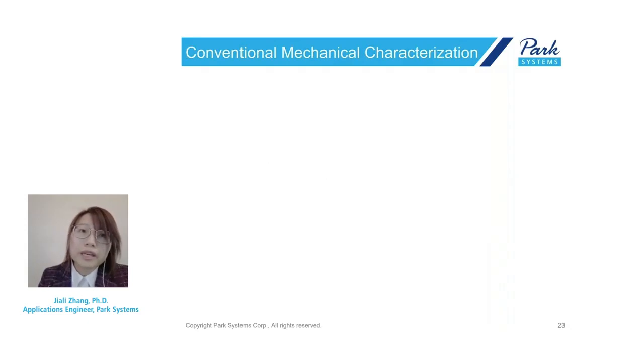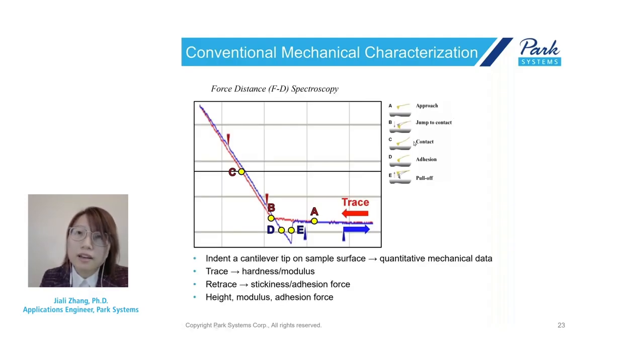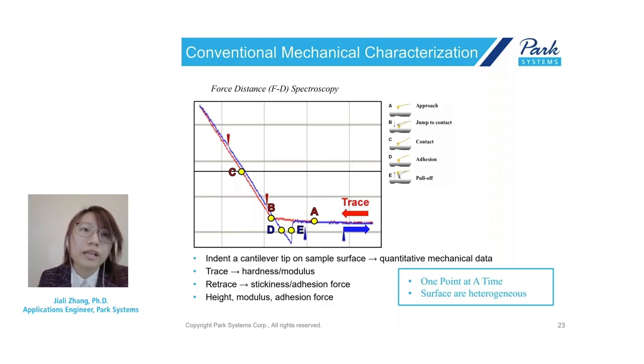So first of all, why do we care about PinPoint mode? Conventionally, researchers rely on one force distance curve to acquire mechanical properties by indenting a hard cantilever onto the sample surface. It is done one point at a time, and it is pretty local. Since most samples are heterogeneous, to get a full picture of the mechanical properties of the sample, it is necessary to get both a distribution image and quantitative data simultaneously. Now the question is, how do we do that?